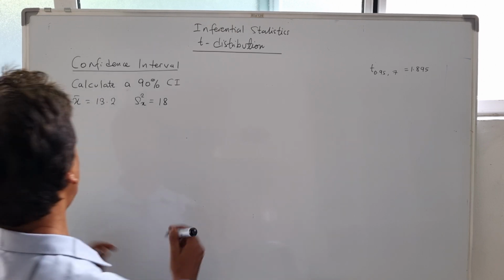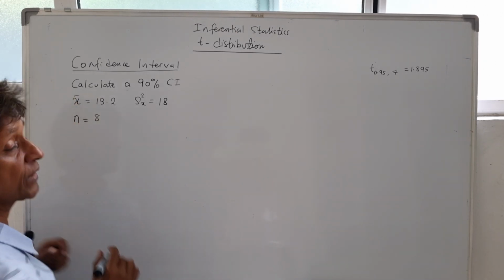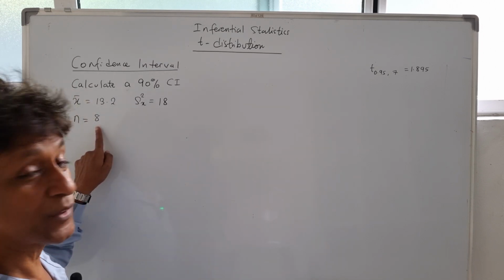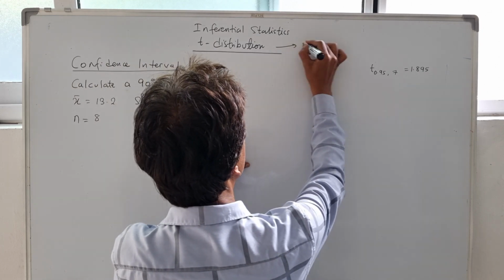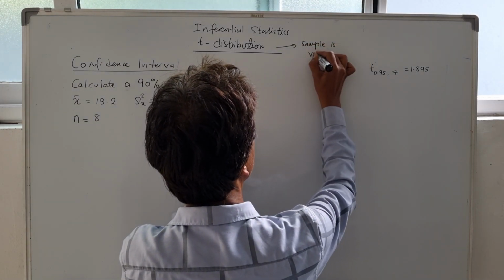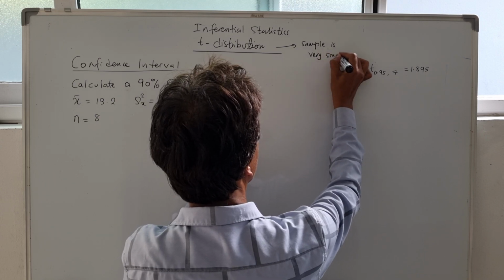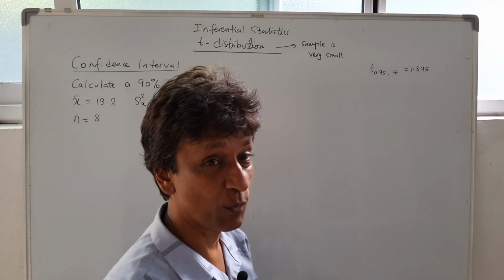Now, we must also take into consideration the value of n, which has been given in the question as 8. Now, n is a very small sample. We use the t distribution when the sample is very small. So that's where we use the t distribution. That's when the sample is very small.